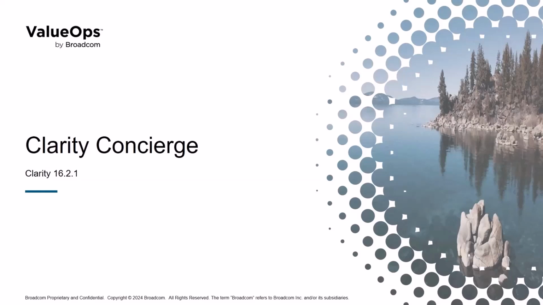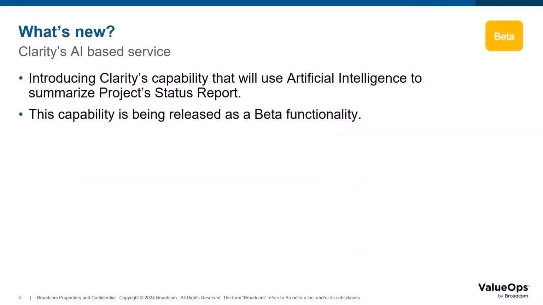As part of this section, we will be talking about Clarity Concierge that is being introduced in Clarity 16.2.1. As part of this release, we are bringing the capability that will use artificial intelligence to summarize Clarity's project status report. This capability is being released as a beta functionality in this version.